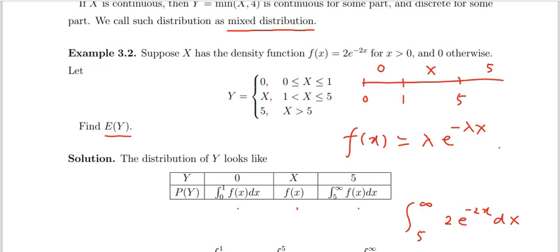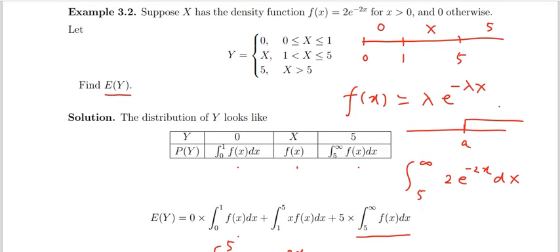So for this exponential distribution, you had better remember some typical results from it. So we say this integration, this part of the integration, is just equal to e to the negative lambda a. Okay, so this integration just equals e to the negative lambda times 2, and so on, up to 5.